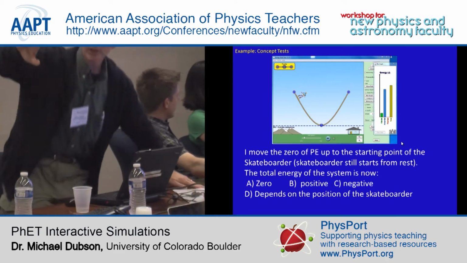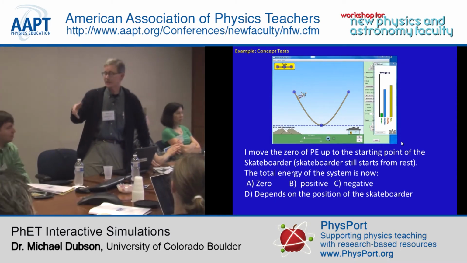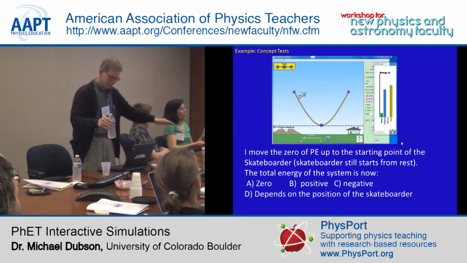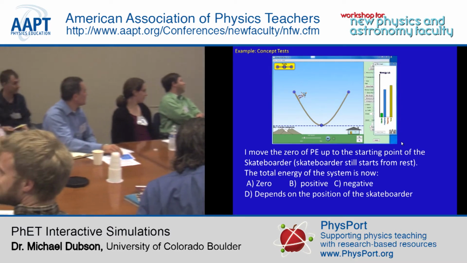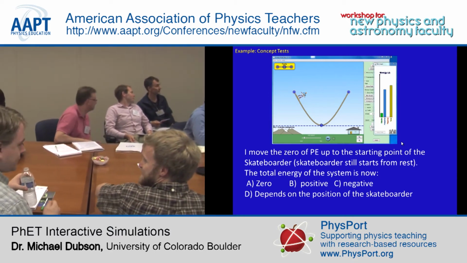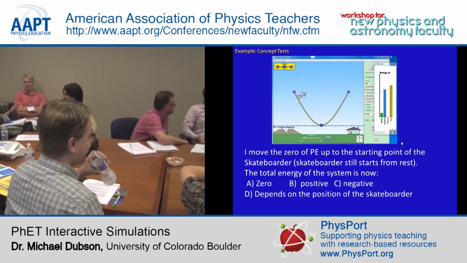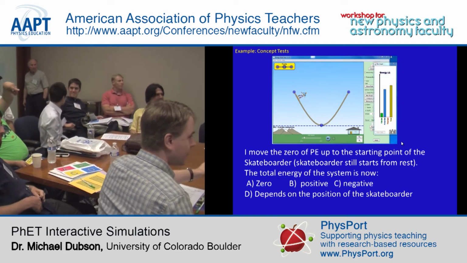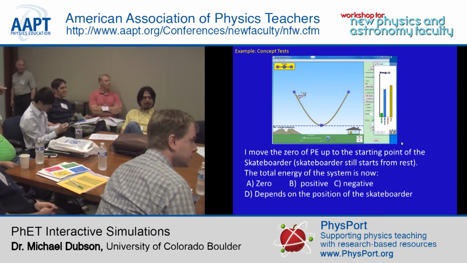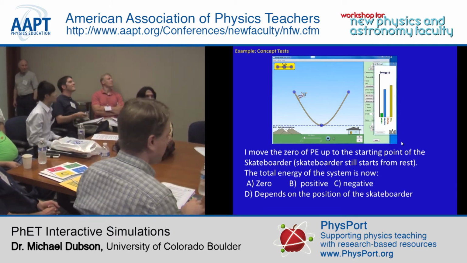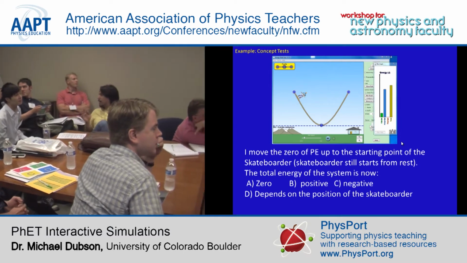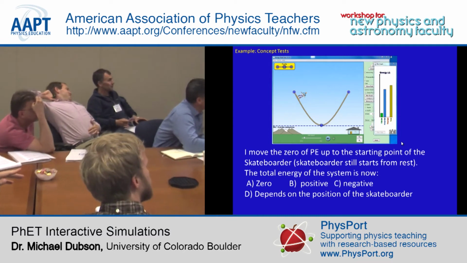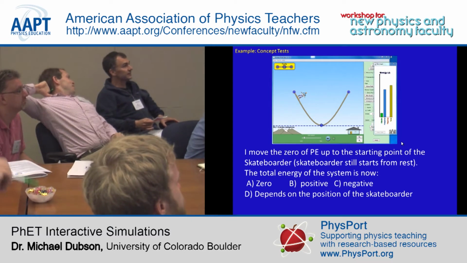Do me a favor, don't vote yet. Confer with your excellent clicker teammates, your excellent neighbors, for just a second to see if you agree on the reasoning for your answer. Go ahead and talk to your neighbor. Introduce yourself if you haven't already. Kinetic will go positive, potential will go negative. Oh yeah, absolutely, absolutely, yeah, right.